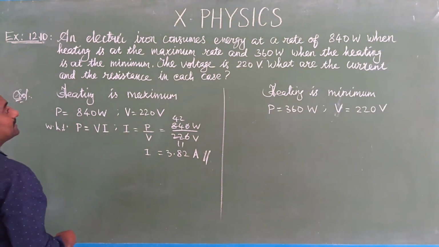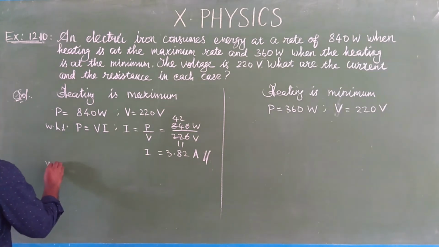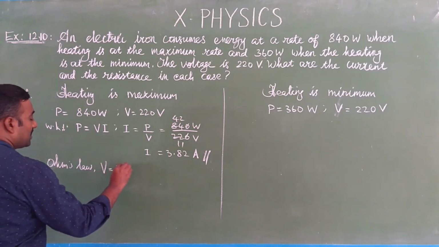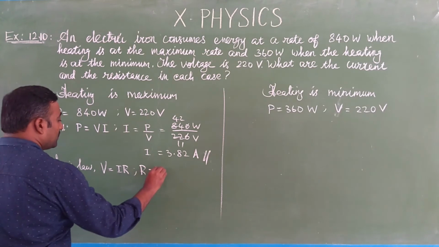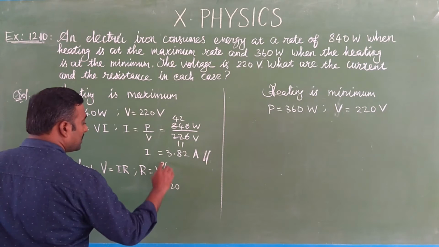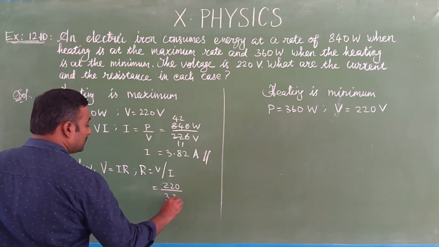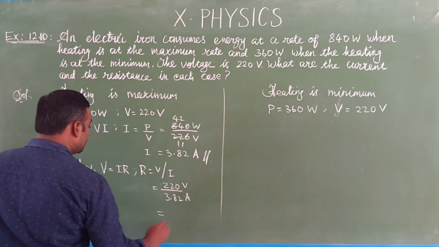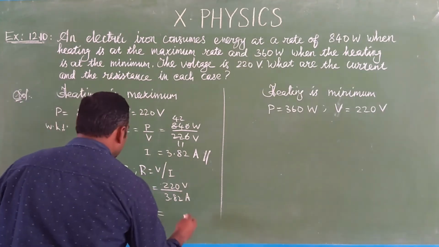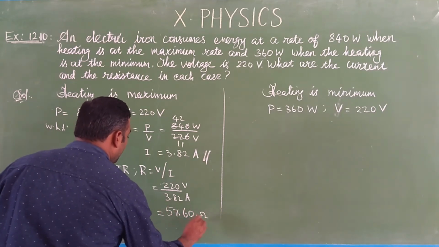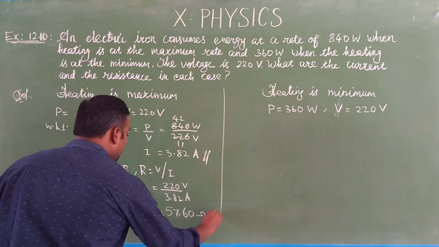And next one, resistance. So resistance from Ohm's law, V is equal to IR and R is equal to V by I. So what is the applied voltage? It is 220 and the current is 3.82. So what is the resistance? 220 by 3.82, which is 57.60 ohm. So this is the resistance for the case.